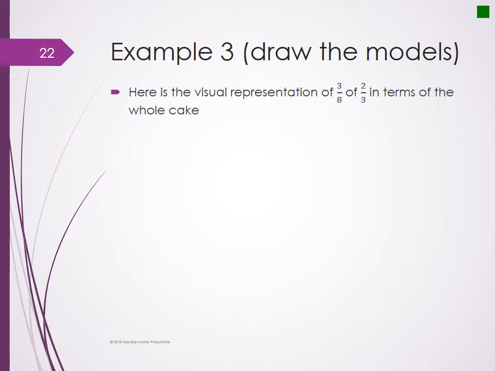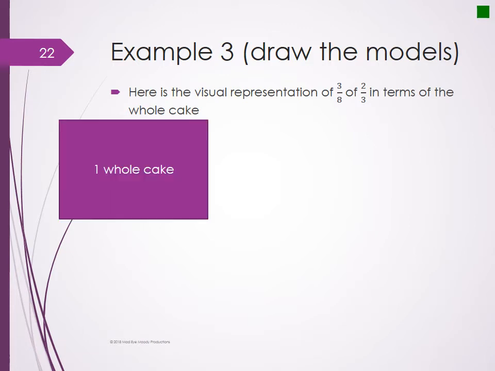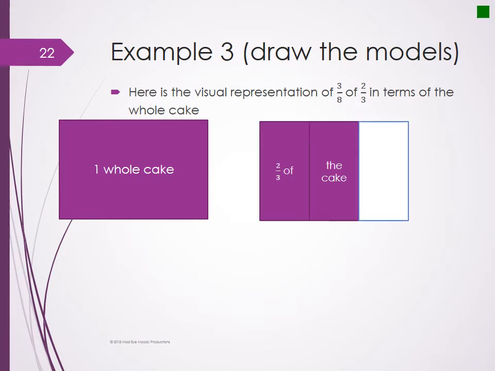So here you're going to want to draw these models. This is what this problem looks like visually. So the 3 of the 8 pieces that didn't get eaten of the 2/3 in terms of the whole cake. So we have my cake. This is the whole cake. Beautiful sheet cake, maybe from Costco, Publix, I don't know. 2/3 of the cake does not get eaten. So there's my remaining 2/3 of the cake.